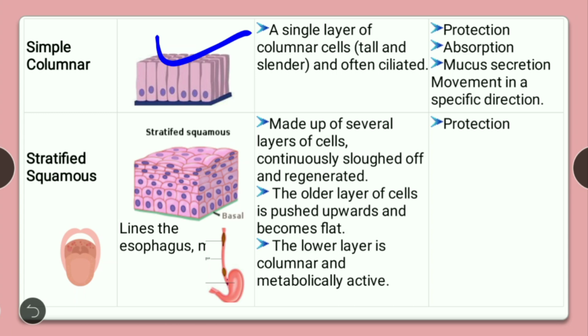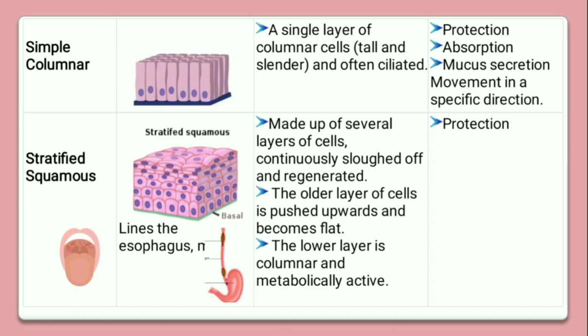The lower layer is columnar and metabolically active. The lower one is columnar in shape and metabolically active. It means it continuously divides. So this type of stratified squamous you can find in the lining of the esophagus and mouth. Lining means the inner layer of the esophagus and mouth.